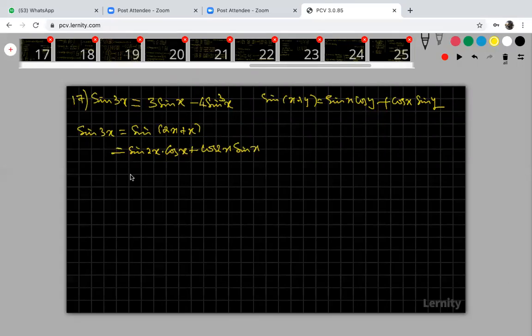Right. What about your sin 2x? Your sin 2x can be written as 2 sin x cos x, into this is cos x, plus, what about your cos 2x? Because look at the answer. Look at the proof: every term involves sin x only. Here also, this is involving sin x, this is also involving sin x.